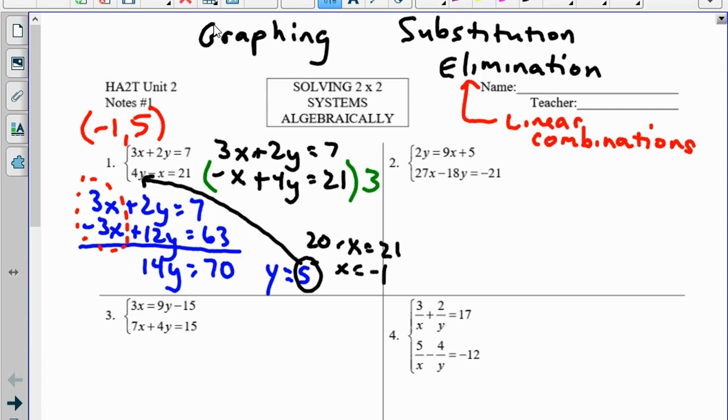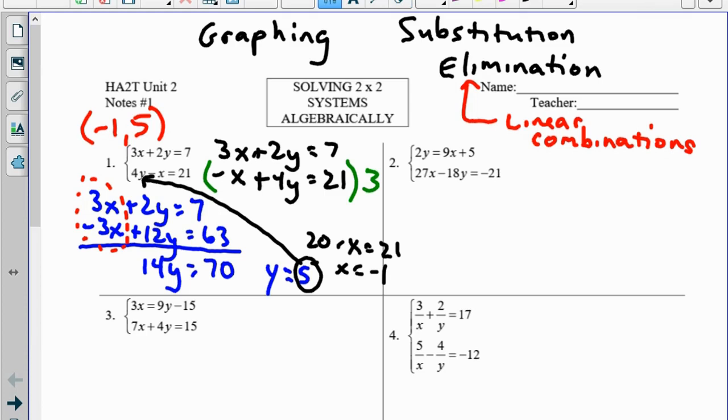If we look at number 2, we have something where we could get y equals 9 halves x plus 5 halves, and then make a substitution. You're dealing with fractions in the short term, but then when you multiply by 18, you'll get rid of the fractions. So that's an option. I'm not going to do it that way, but again, it's an option to use substitution there.